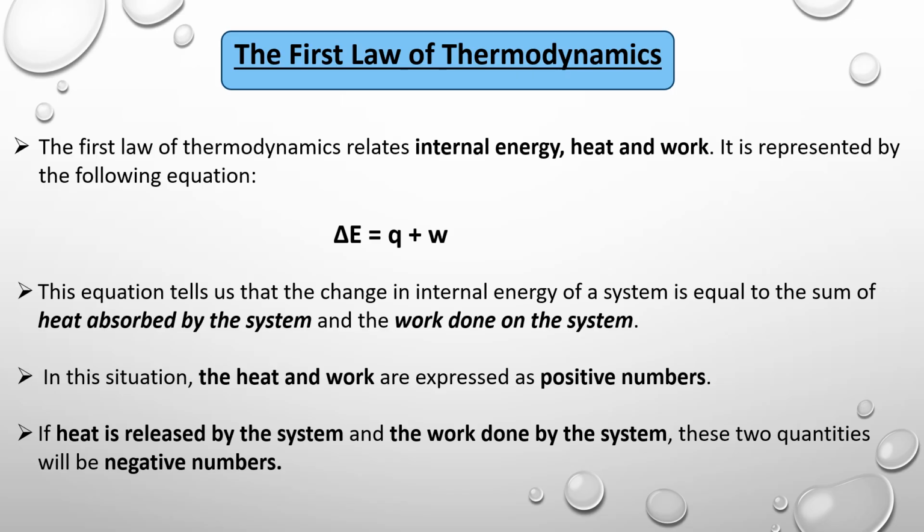This equation tells us that the change in internal energy of a system is equal to the sum of the heat absorbed by the system and the work done on the system. In this situation, the heat and work are expressed as positive numbers. If heat is released by the system, and the work is done by the system, these two quantities will be negative numbers.